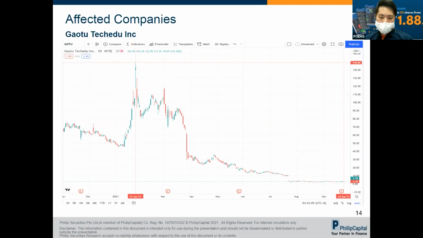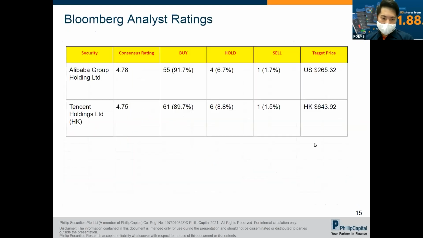But I also understand that some of you may be optimistic about the China economy and might want to take advantage of the short-term volatility during this period. So if you wish to continue to look at the China market, then there are two counters, Alibaba Group and Tencent Holding. Based on the Bloomberg analyst consensus rating, these two counters are actually a strong buy.